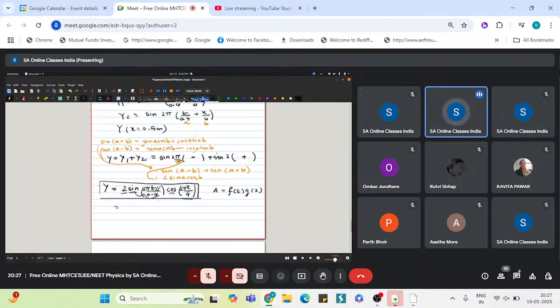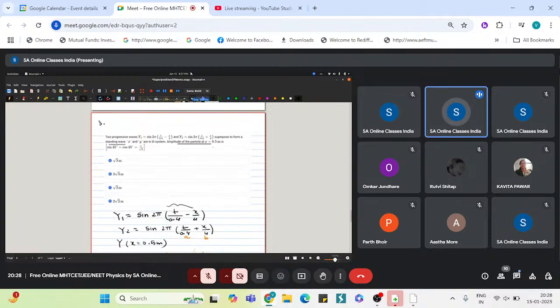Here, this is the factor that will govern the motion, and this factor will give you the amplitude of this kind of motion. We take out the sine, and the amplitude is equal to 2 cos 2 pi x upon 4. This will be the amplitude of this motion, and the other factor will govern the oscillations, the waveform of this wave.